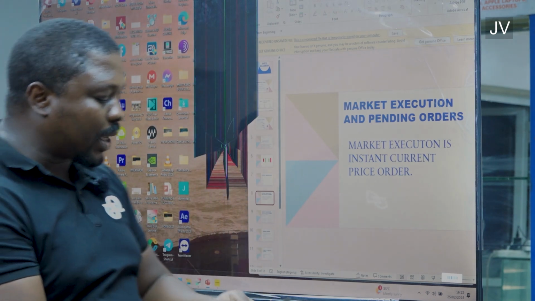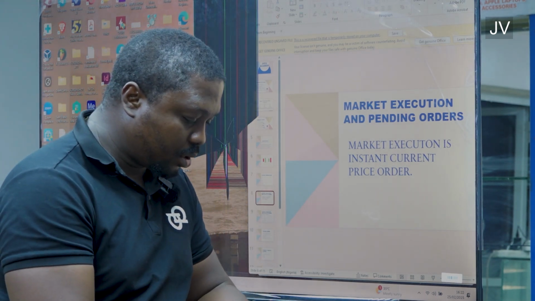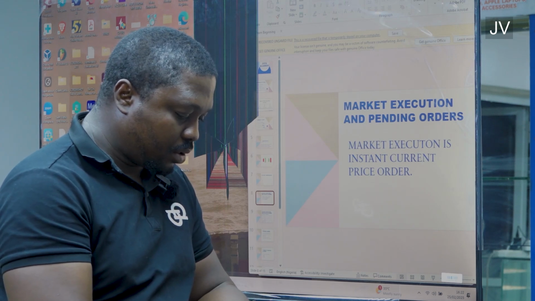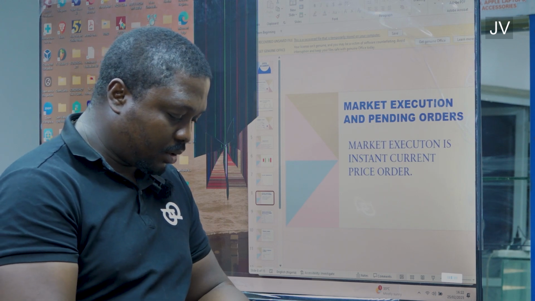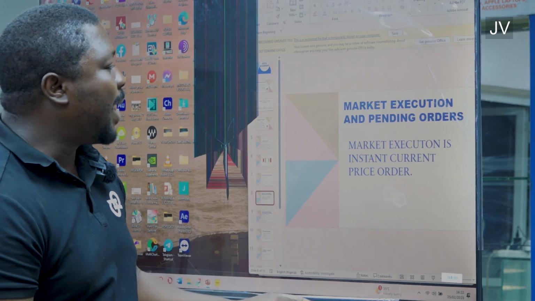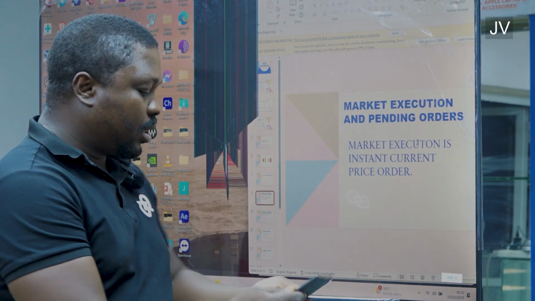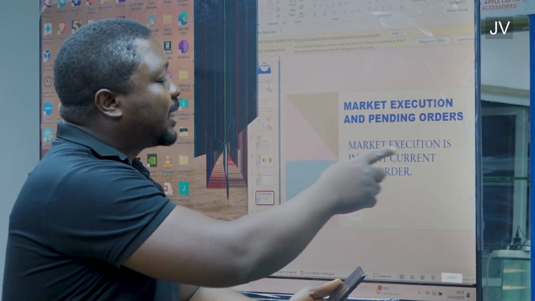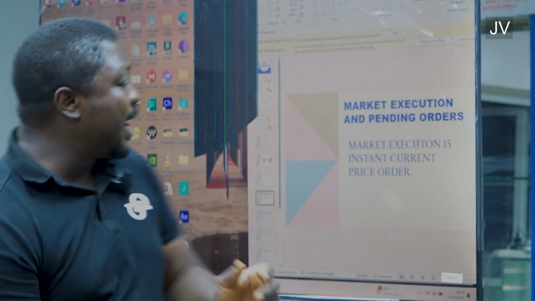So now let's look at this. The next one is market execution and pending order. This market execution is when you are in the market.